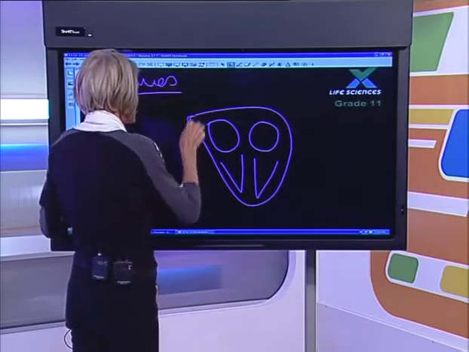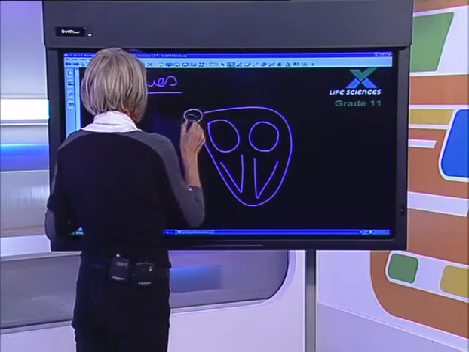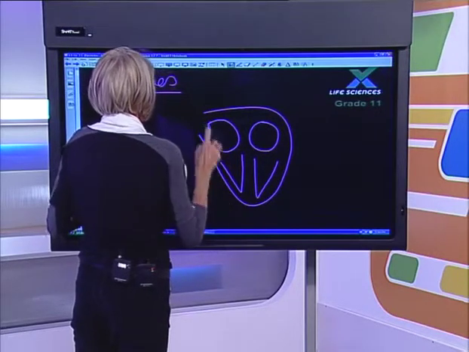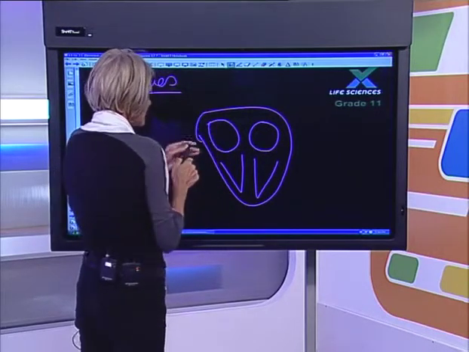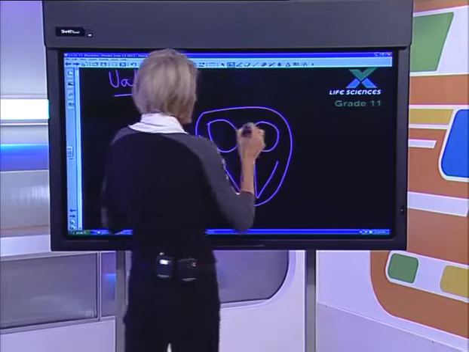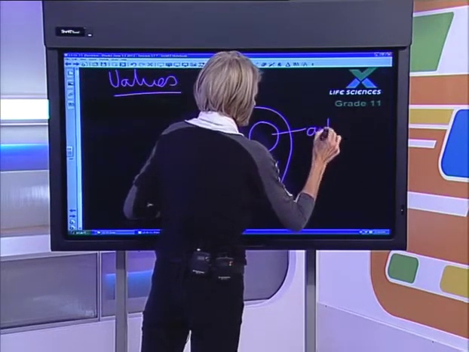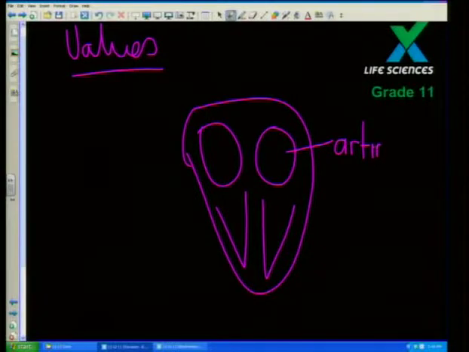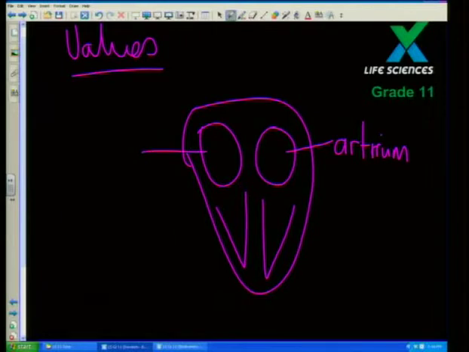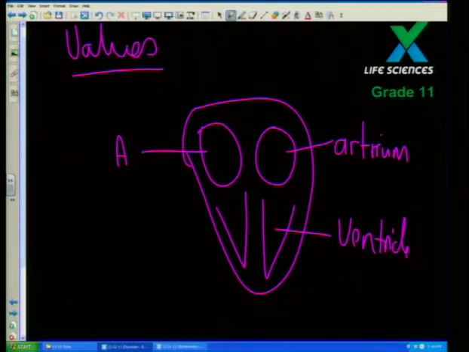This is just my drawing of the heart. So this is it. The heart has 4 chambers. The 2 on the top are atrium. So this would be an atrium, and this is an atrium, and this is a ventricle, and this is a ventricle.